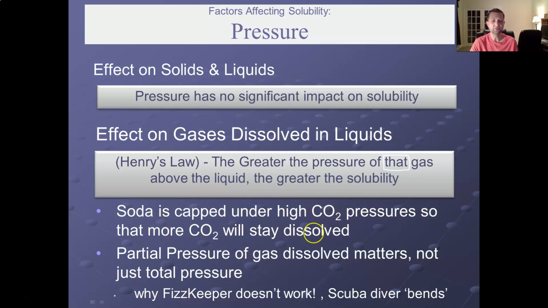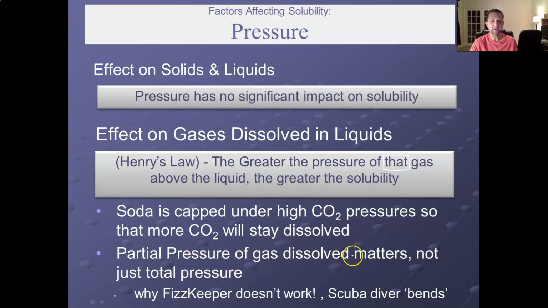So more CO2 will stay dissolved. Carbon dioxide is what gives you the carbonation in soda, right? The carbon dioxide is dissolved in the soda. So in order to increase the solubility, keep it dissolved. That's why the soda can sit on the shelf for so long and not go flat. And when you open it, it starts to go flat. It's because it's capped, it's pressurized with carbon dioxide, the same gas that you want to dissolve in the soda.